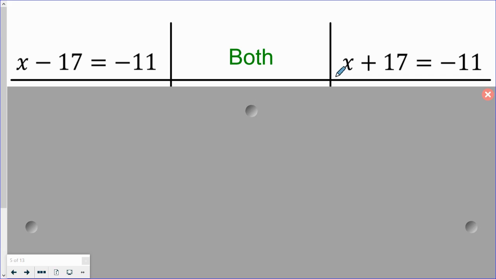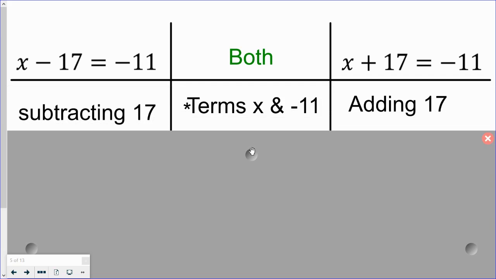All right, so what do we have here? We have two different equations, right? One is subtracting, so that's what makes that different. And then this other one is adding. That's what makes those different. But they both have an x, and they both are equaling a negative 11.